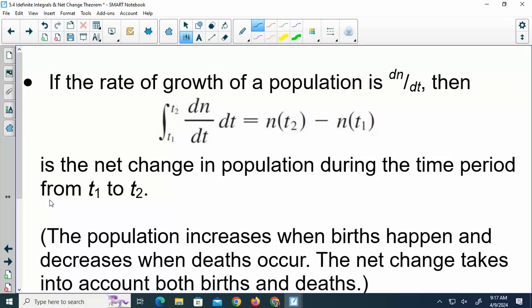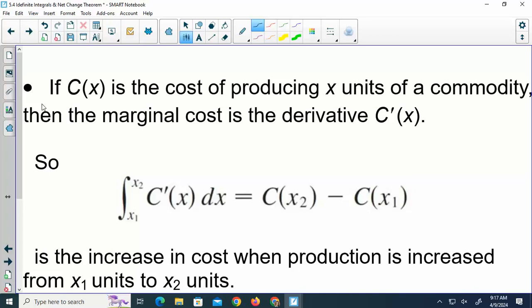If we are looking at population growth, the rate of change is your derivative, so the antiderivative would give you the amount our population has changed. So lots of situations. We've seen marginal cost as the derivative of cost. So the antiderivative would actually tell you the amount the costs increase, not the rate it's changing, but the actual amount.